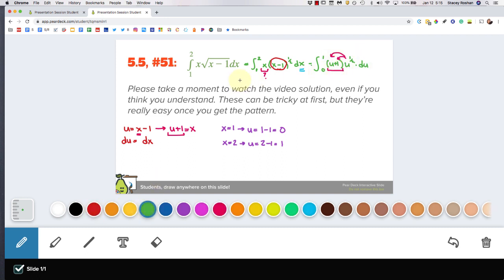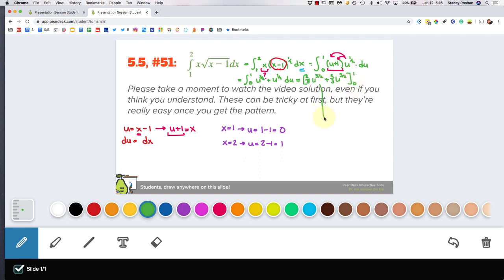Now I can multiply this out and I get the integral from 0 to 1. u times u to the 1/2. Same base, add the exponents. So 1 plus 1/2 is u to the 3/2 plus u to the 1/2. And then take the antiderivative. So add 1, flip it, plus add 1 to 1/2 to get 3/2, flip it, evaluated between 0 and 1.